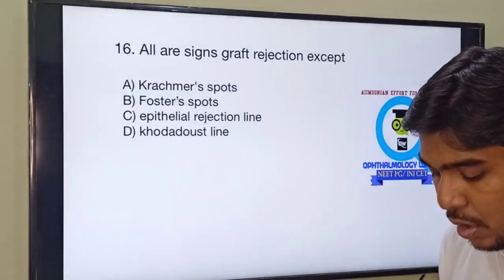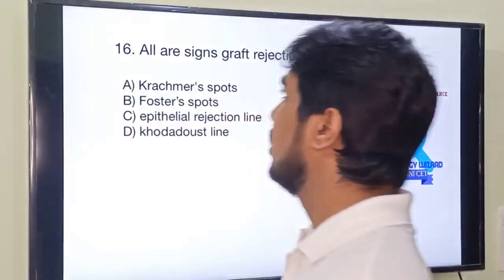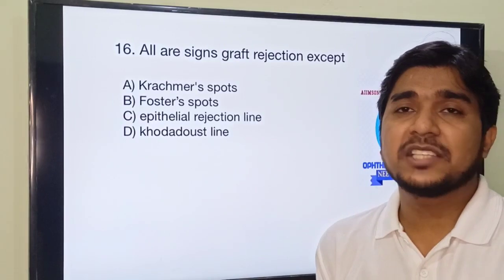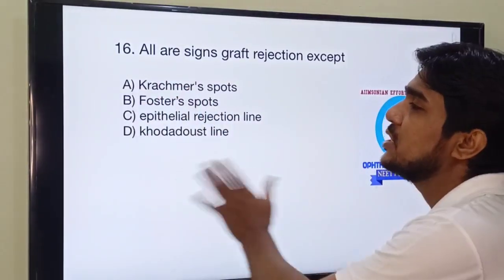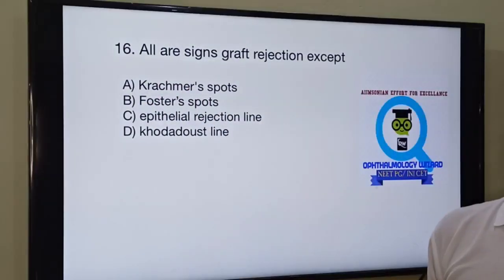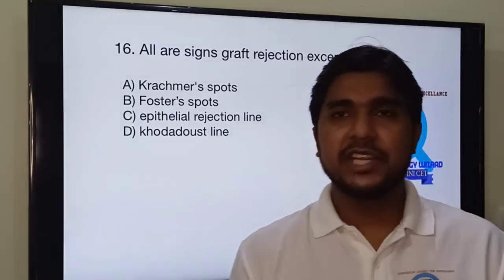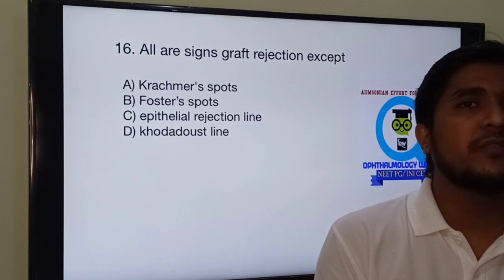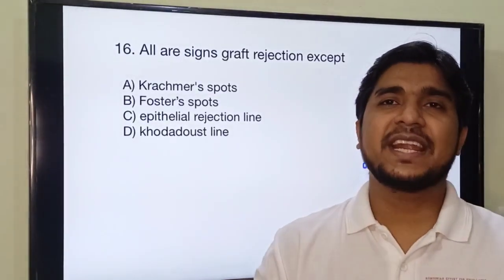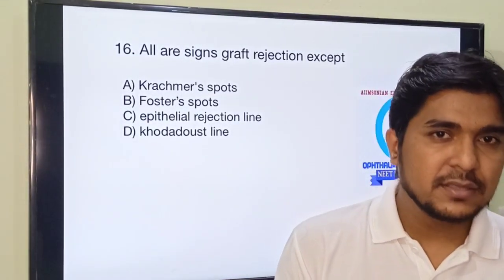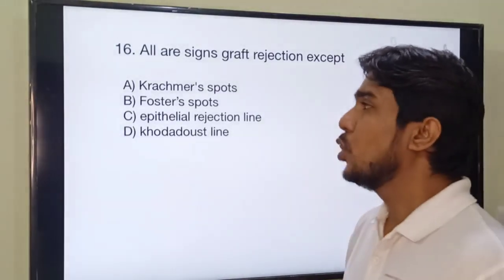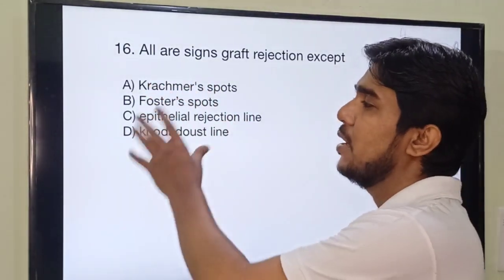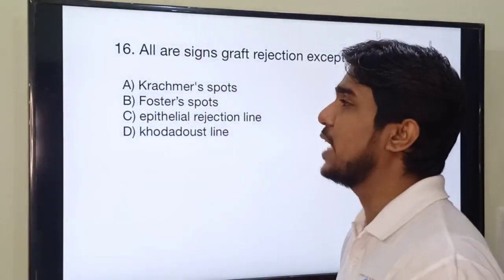Okay. Now, all of these are signs of graft rejection. When you do corneal grafting, when you do penetrating keratoplasty, you can get failure and rejection. So how do we identify that the graft we have put has failed or been rejected? There are certain signs. These are the signs of graft rejection, but they have asked which is not a sign.